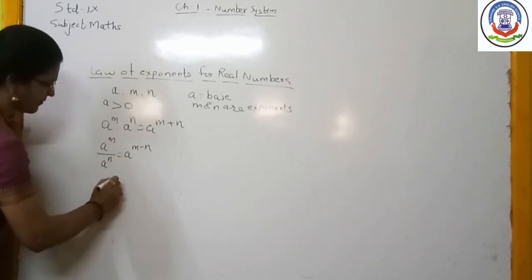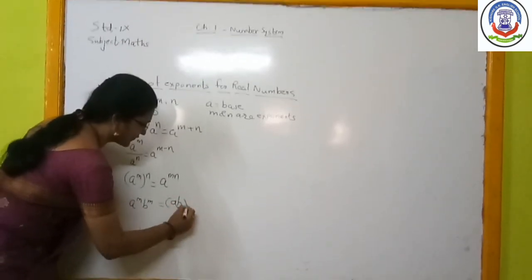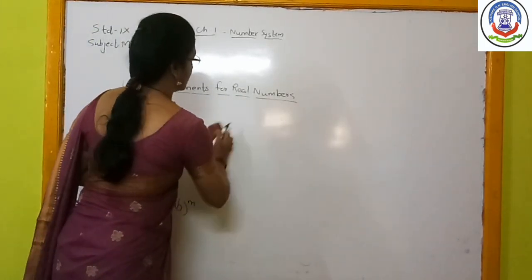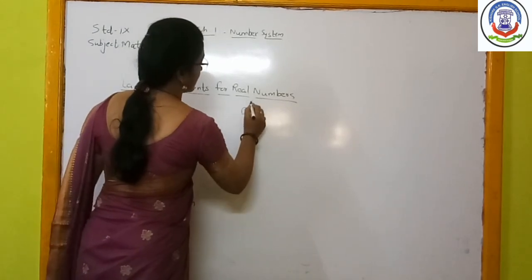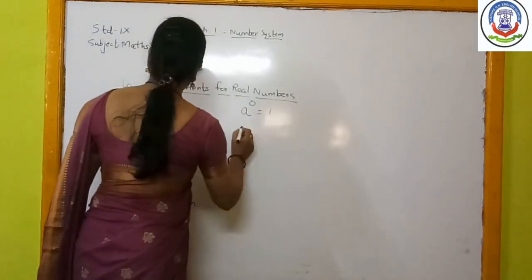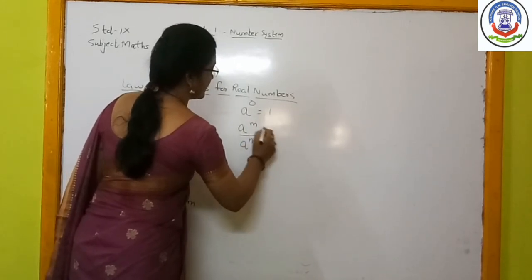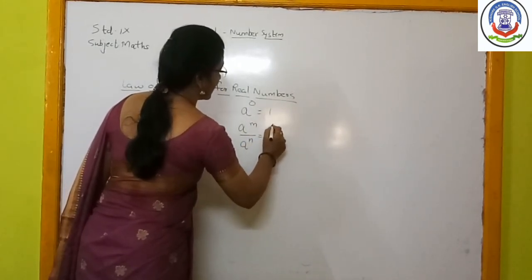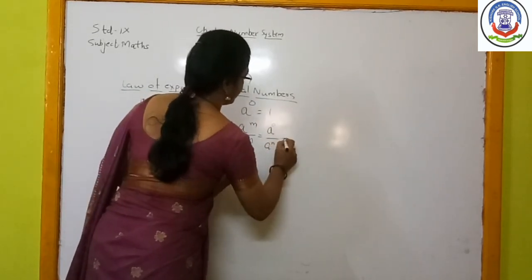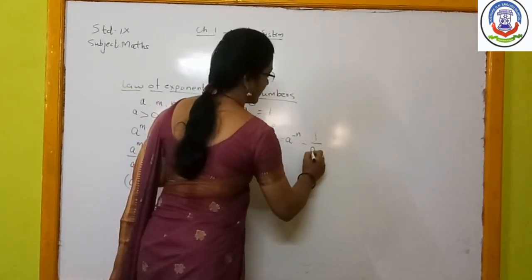Next, (a^m)^n, and then a^m into b^m, which is (ab)^m. You have already studied that. Any number with power or exponent 0 is 1. So, a^m upon a^n: if m is 0, then it is converted into a^(-n). We can represent it as the reciprocal of a^n.